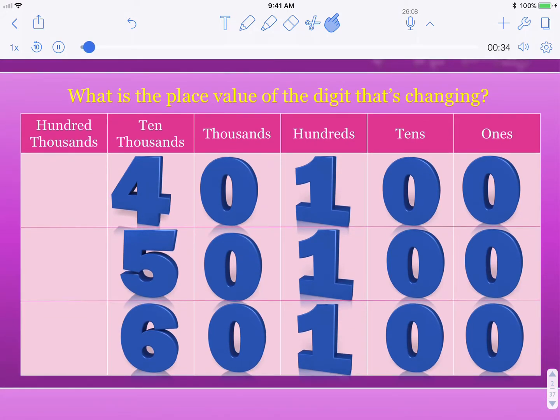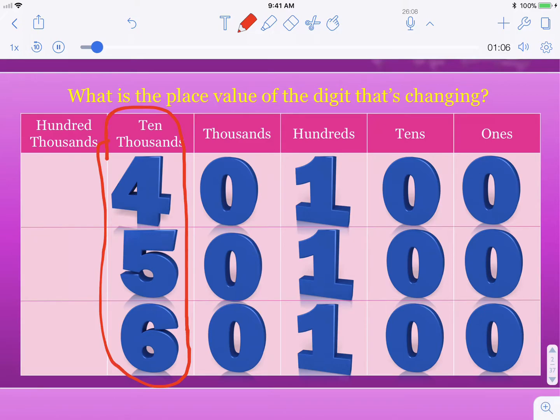I want you to look at these three numbers. What is the place value of the digit that's changing? Look at the 10,000s, look at the thousands, the hundreds, the tens, the ones. What place value is changing? Okay, if you look at the 10,000s, you'll notice that it says 4, 5, and 6. The thousands, all zeros. The hundreds, all ones. The tens, all zeros. And the ones, all zeros. So the place value of the digit that's changing is the 10,000s place.